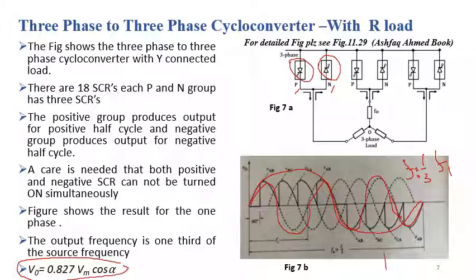In other words, we can say that the time period of the output voltage is 3 times the time period of the input signal, or the frequency of the output voltage is one-third of the frequency of the input signal. So the voltage waveforms for the rest of the phases will be similar to this one.